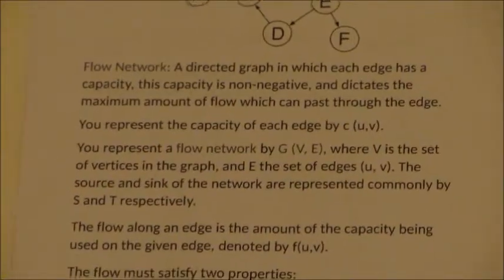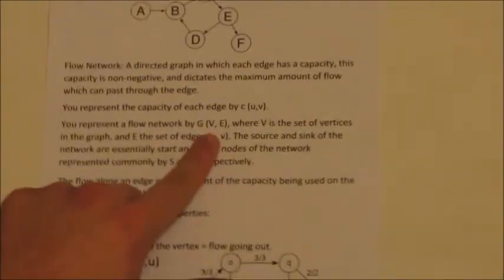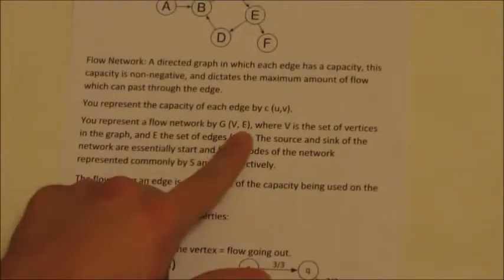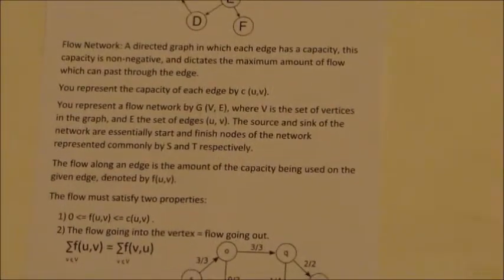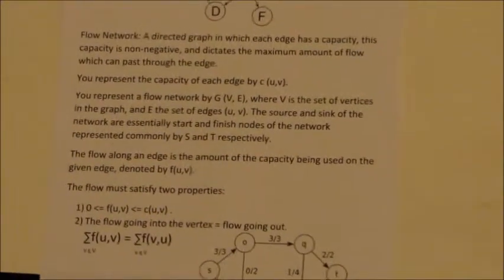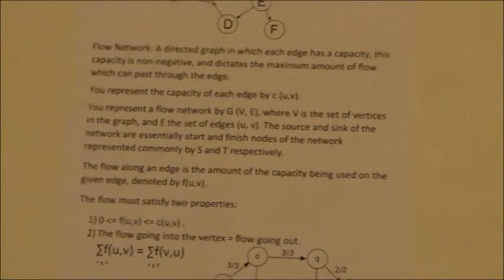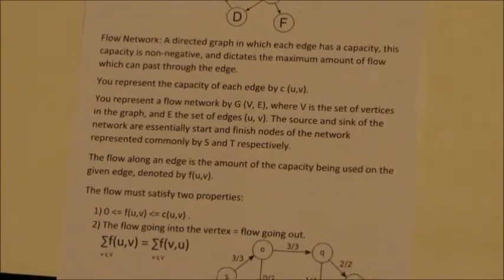Obviously it's not negative. So you can represent a flow network by this notation here, where capital V is the set of vertices in the graph and capital E is the set of edges, UV. The source and the sink of the network are essentially start and finish vertices, or you can call them nodes, it means the same thing, of the network, and they're represented commonly by S and T.